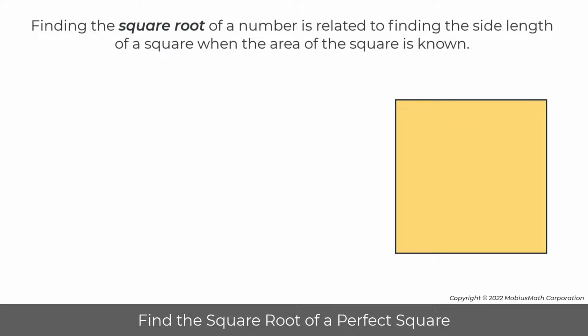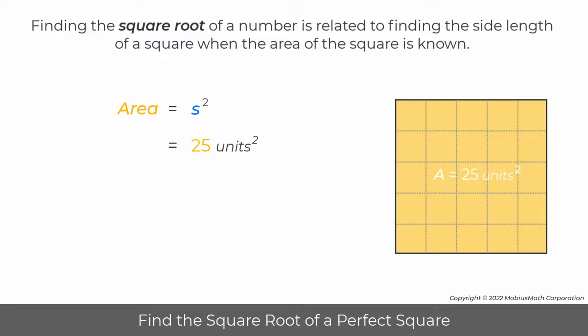Finding the square root of a number is related to finding the side length of a square when the area of the square is known. For example, a square has an area of 25 units squared. The side length of this square is 5 units because 5 squared, or 5 times 5, equals 25.